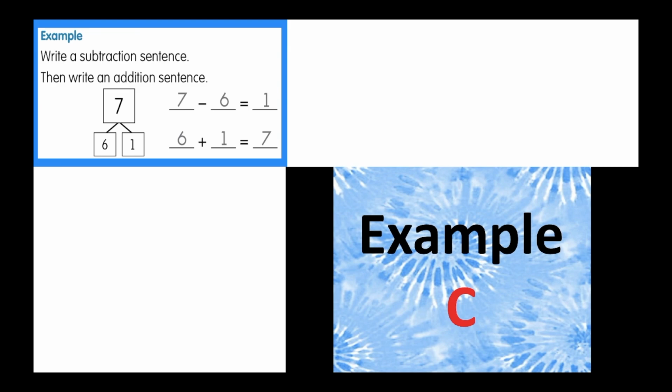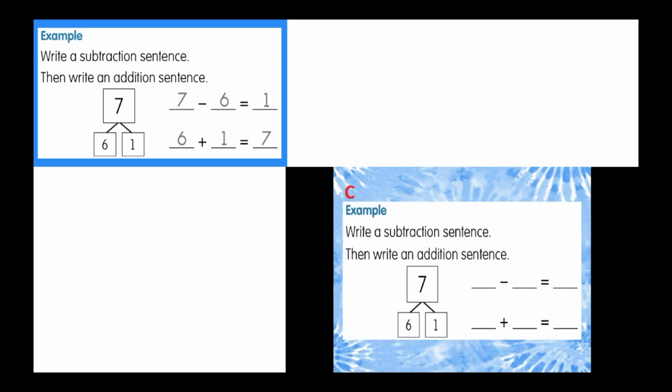Now we're ready for example C. What we reviewed in examples A and B is going to help us as we solve example C. Our job here is to write a subtraction sentence and write an addition sentence. We're going to use the numbers in our number bond to fill in the blanks in our subtraction and addition sentence. These are the only numbers that we're going to use.